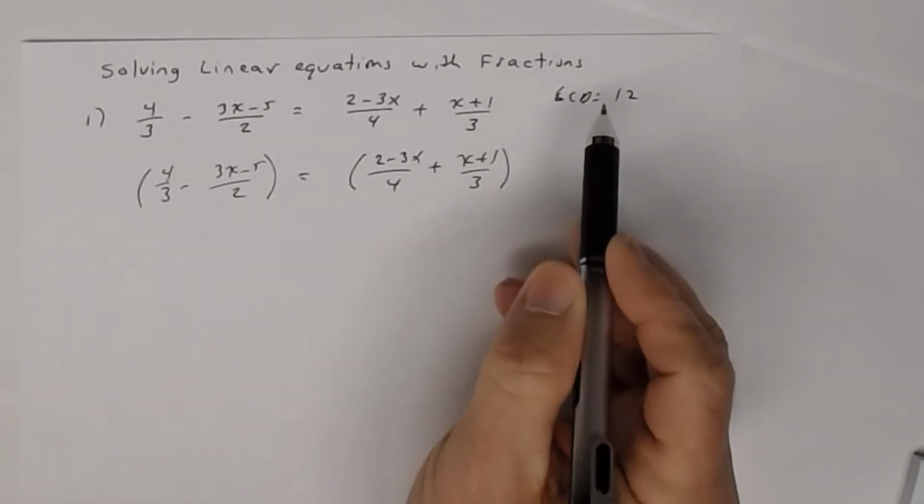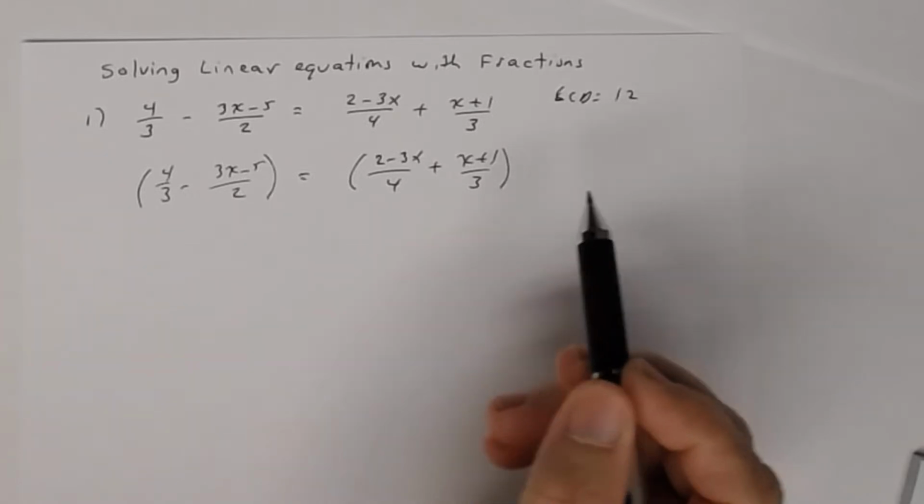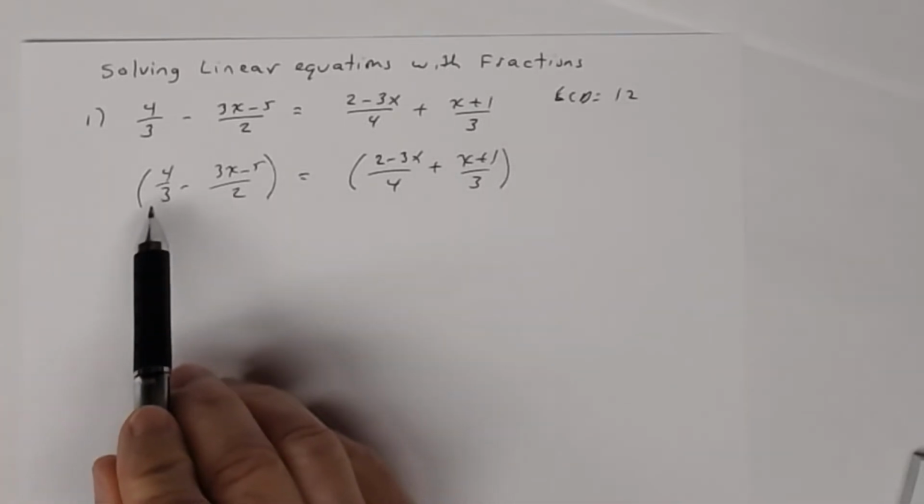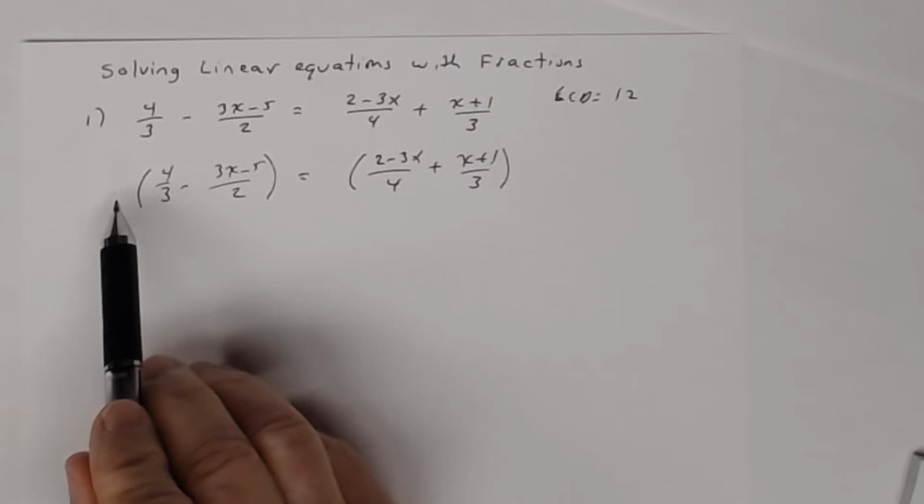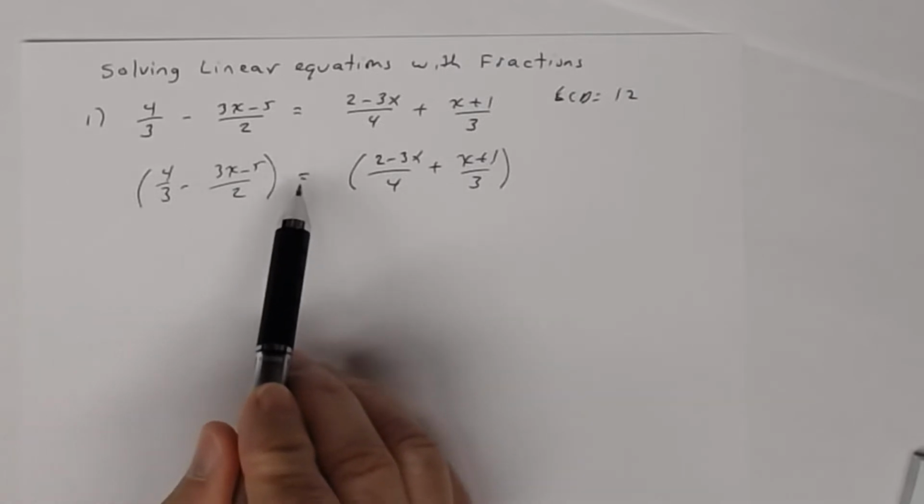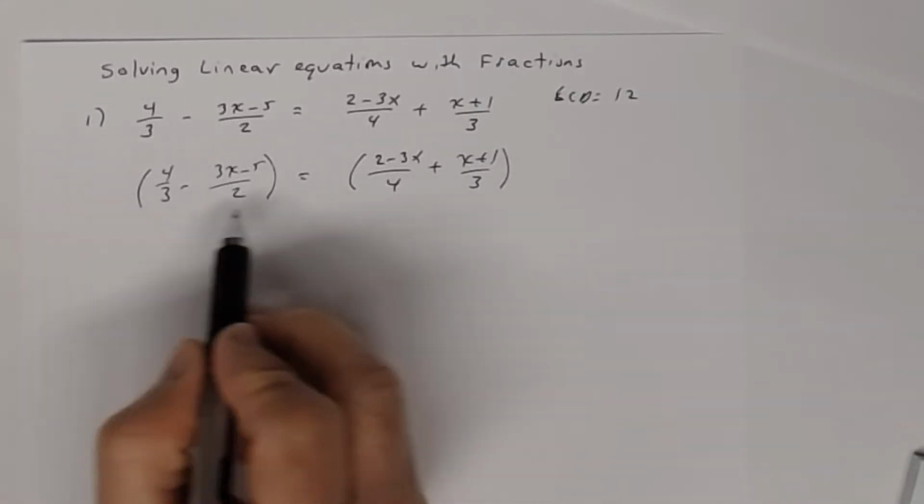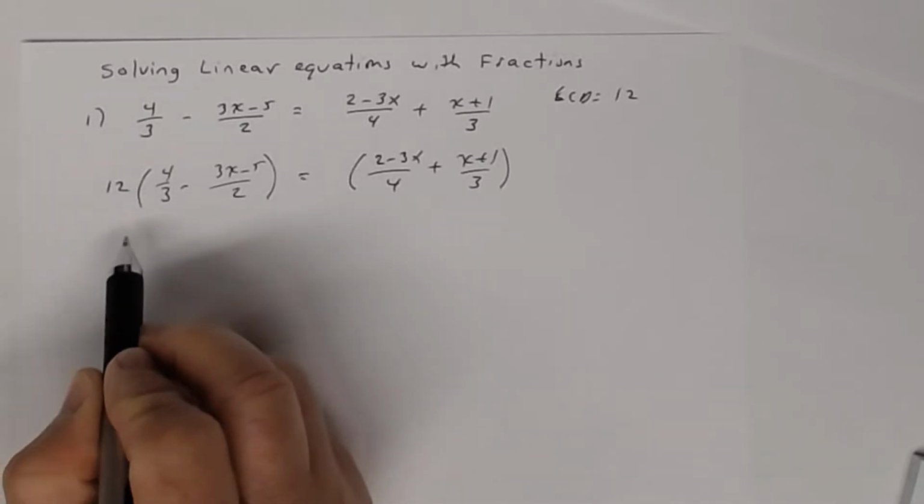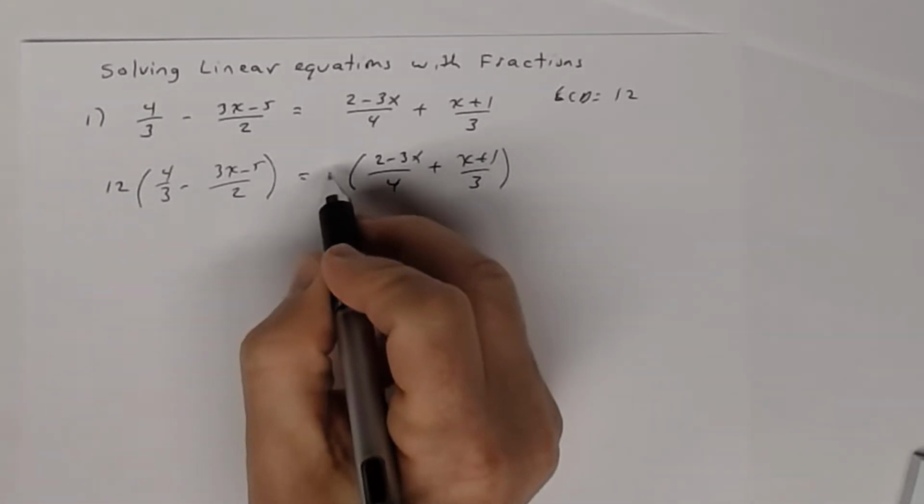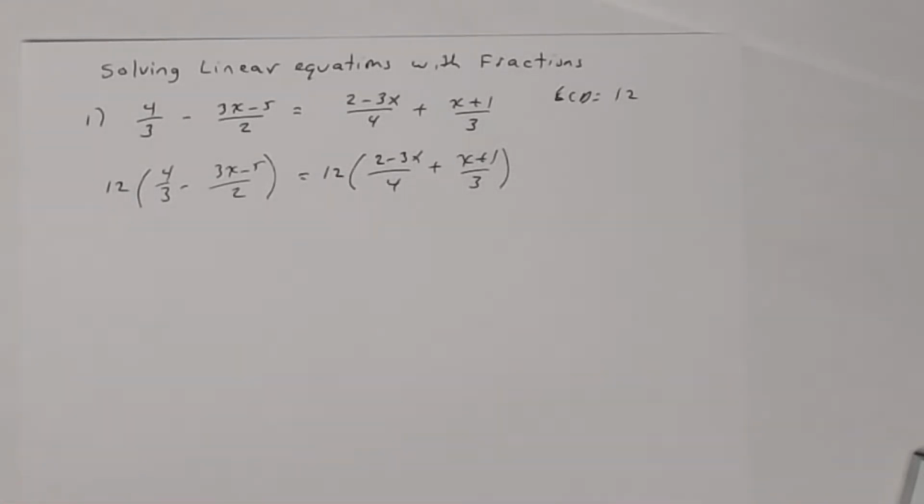All right, now, this is where we're going to use the LCD. So one of our properties when solving equations is that what you do to one side, you have to do to the other. So if I'm going to multiply the left-hand side by 12, the least common denominator, I also have to do it to the right-hand side. So that's your next step. So the next step was to multiply both sides by the least common denominator.